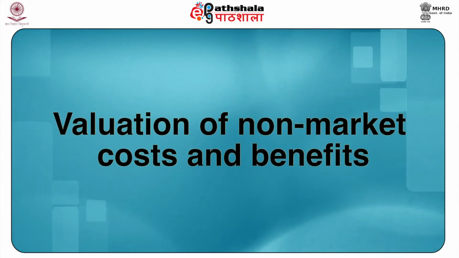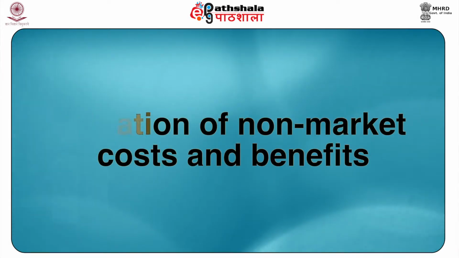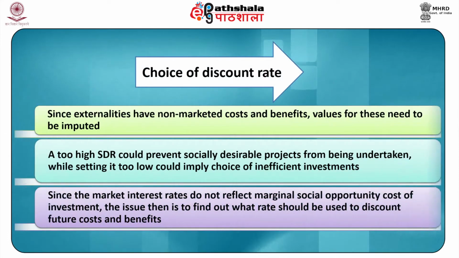Valuation of non-market costs and benefits. Choice of discount rate. Since externalities have non-marketed costs and benefits, values for these need to be imputed. Calculation of the appropriate social discount rate, which is also called SDR, is crucial to CBA.